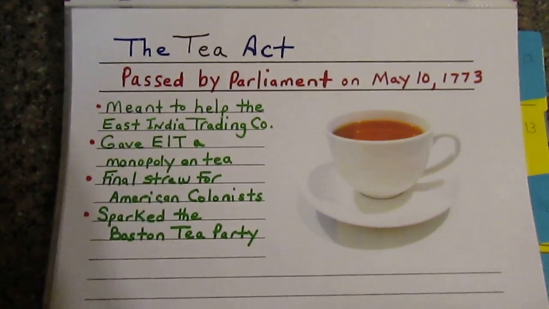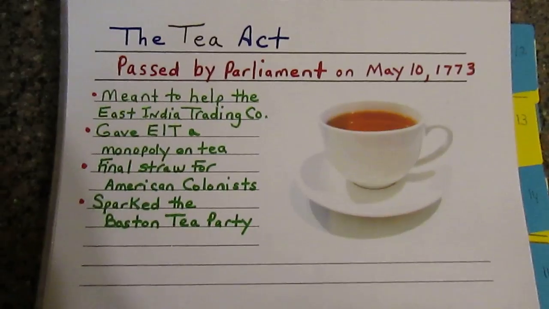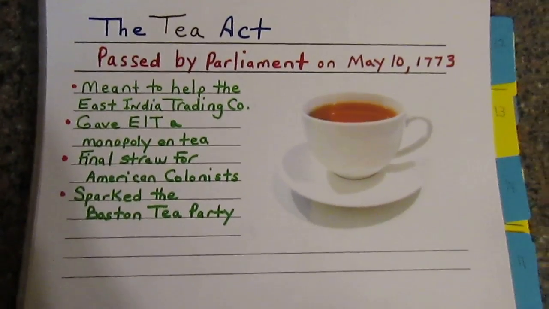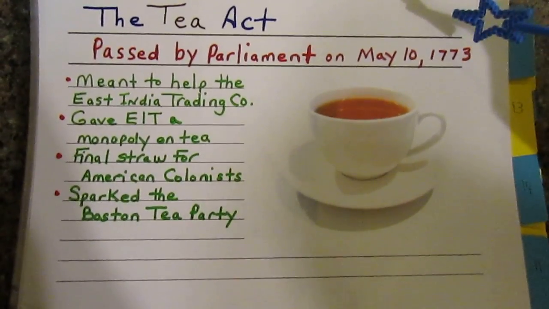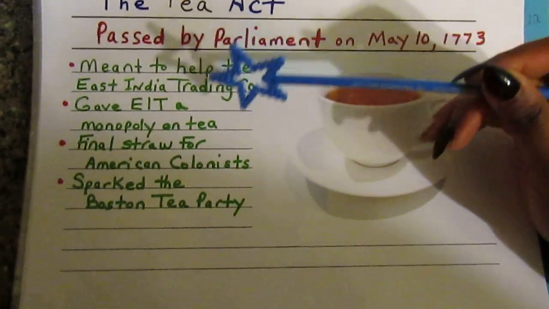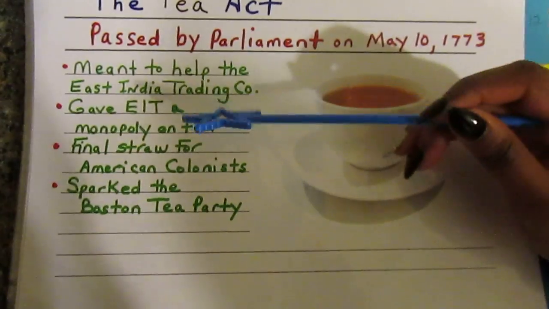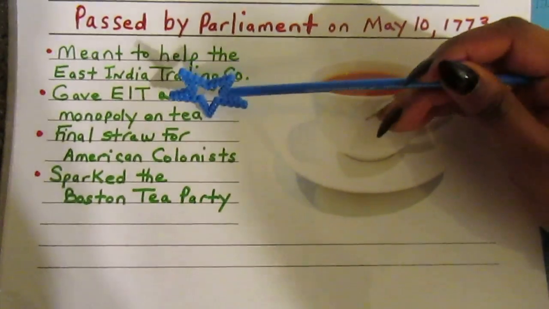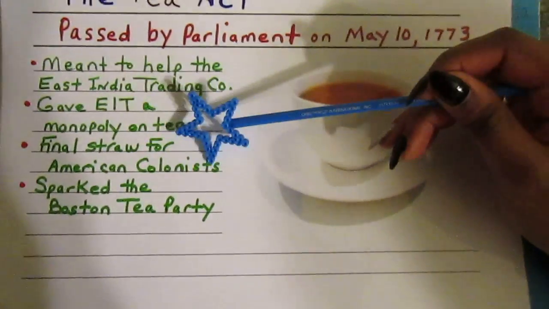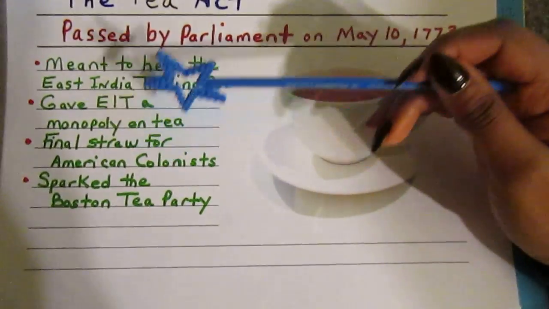The Tea Act was the nail in the coffin for relations between England and the colonies. It was passed by Parliament on May 10, 1773. It was meant to help the East India Trading Company, and it gave the East India Trading Company a monopoly on tea. It was the final straw for American colonists, and it sparked the Boston Tea Party.